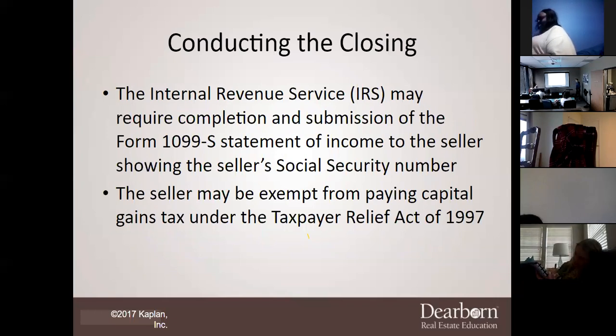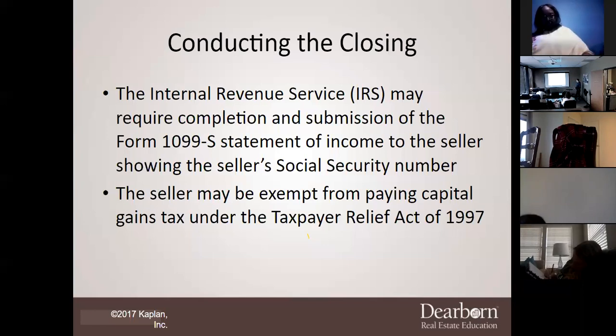The IRS may require completion of a certain form. The form is the 1099-S statement. It's going to have the income of the seller, and it's going to show the seller's social security number on that form. Sometimes that might be required. Justin, in what instance would you need such a form? For the 1099-S, that's if you have proceeds. Any proceeds over a certain amount, you're going to end up having to get that for tax purposes. For tax purposes. Yes, sir. So that's for tax purposes.